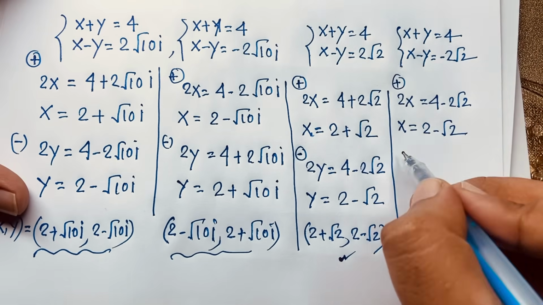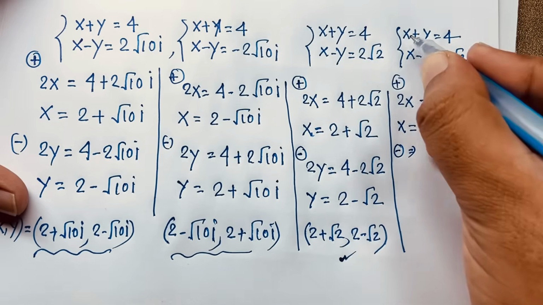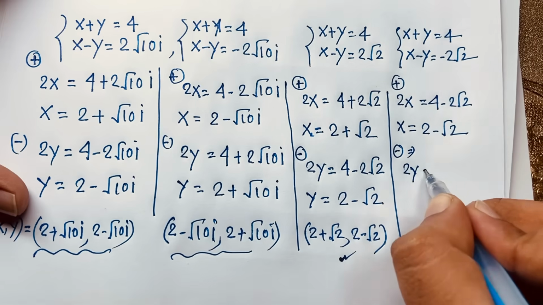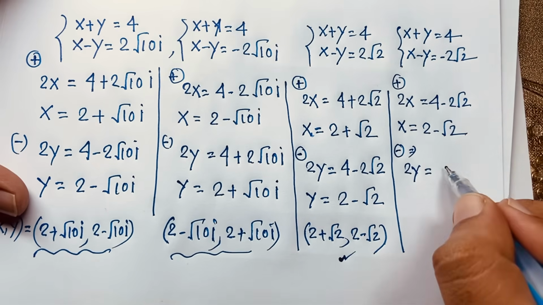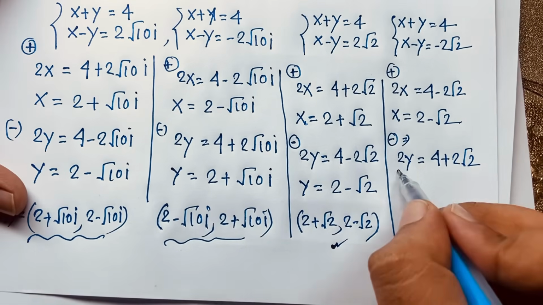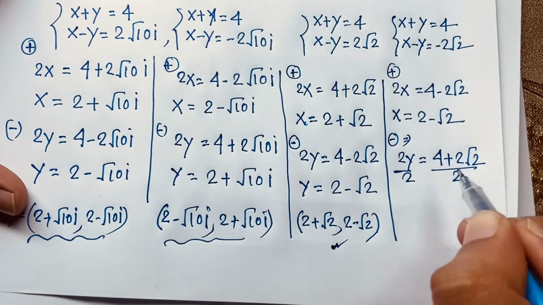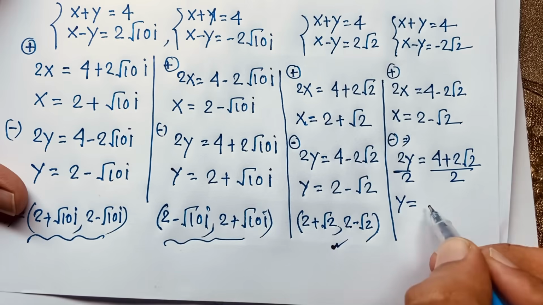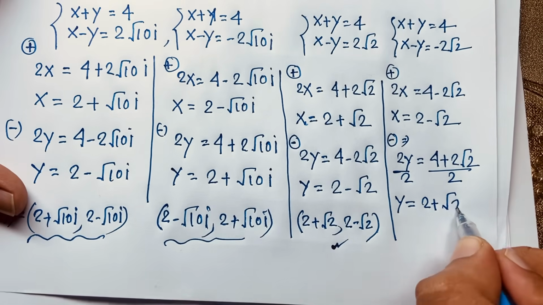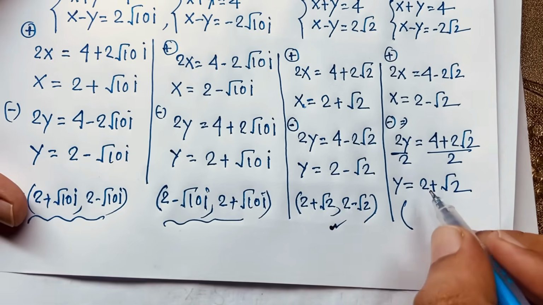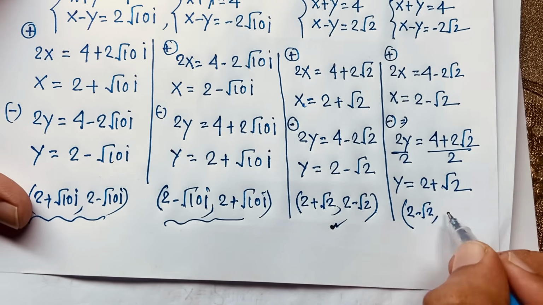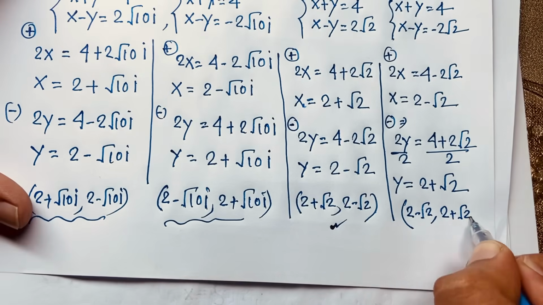Then again, if I subtract both equations, x minus x will be 0. Y minus minus y will be 2y. Minus minus will be plus. Then it will be 4 minus minus, plus 2 square root 2. Then again, if I divide both sides by 2, we'll find y is equal to 2 plus, if I separate this fraction, square root 2. So we'll find our final answer: x is equal to 2 minus square root 2. This time y is equal to 2 plus square root 2.